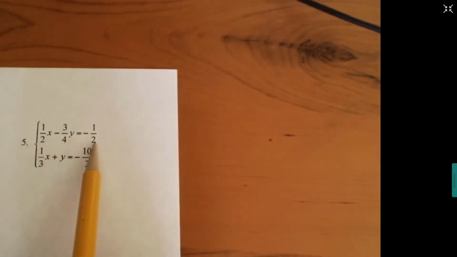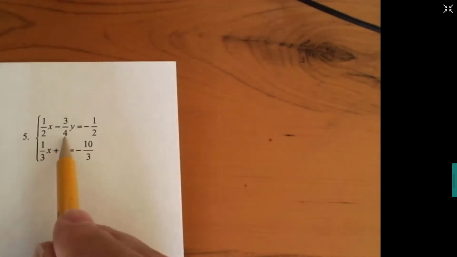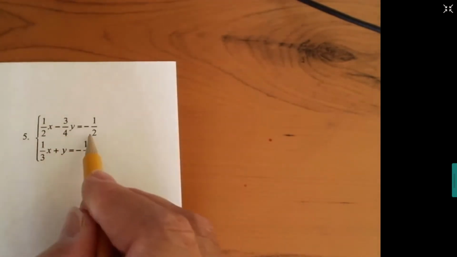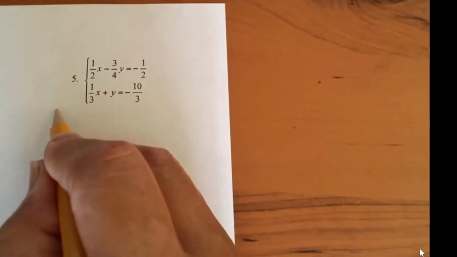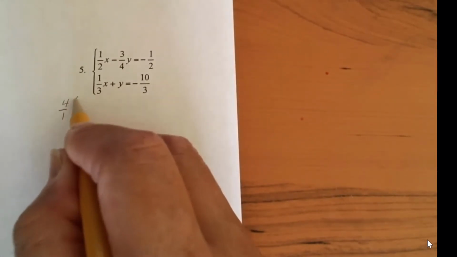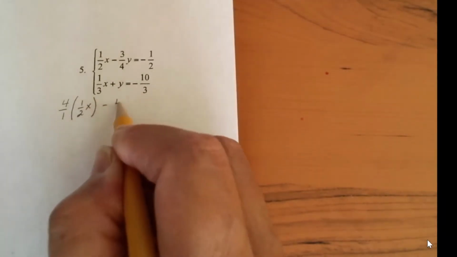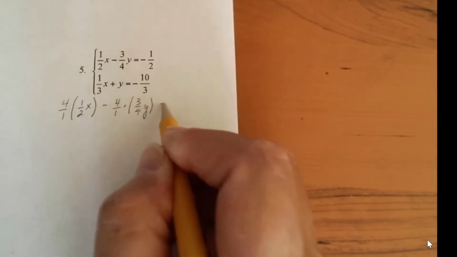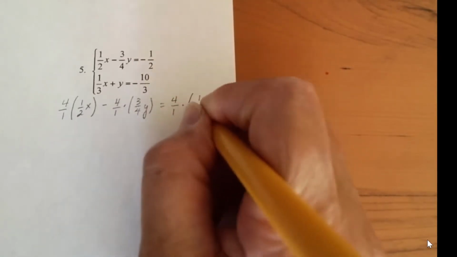You're going to look at all of these denominators, and we need a least common denominator between 2 and 4. And as you know, the least common denominator will be 4. So we're going to multiply every single term on both sides of the equation by that LCD of 4. What I like to do is write 4 over 1 times 1/2 x, minus 4 over 1 times 3/4 y, equals 4 over 1 times negative 1/2.